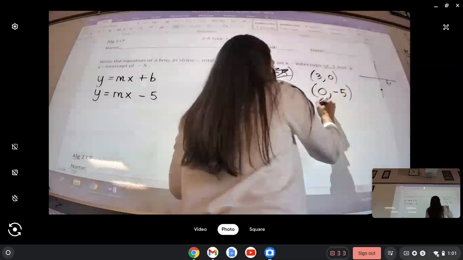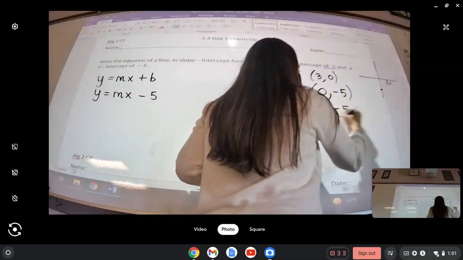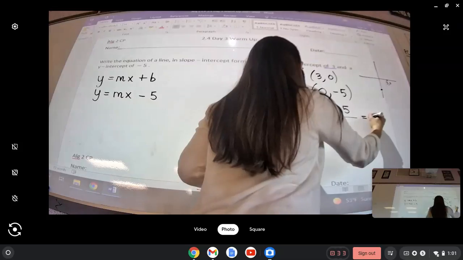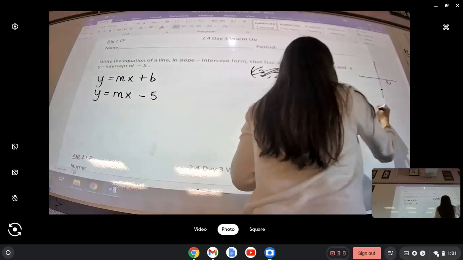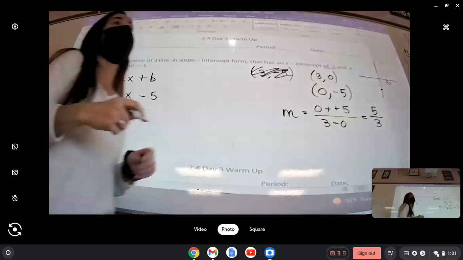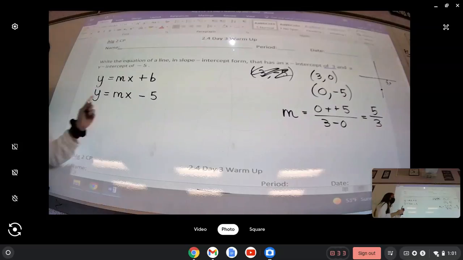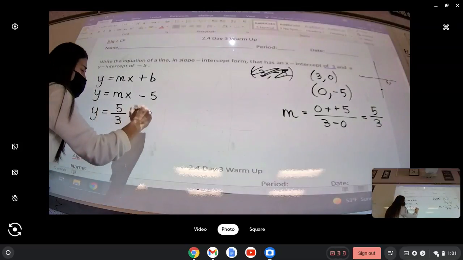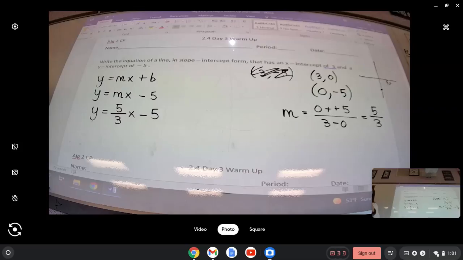All right, so now we're going to do change in y over change in x. I just went straight down. All right, and then we're going to get 5 over 3, which doesn't divide and doesn't reduce. So put that in for your slope. And now you know y equals 5/3 x minus 5. And there's the equation of a line that has a slope of 5/3 and a y-intercept of -5.